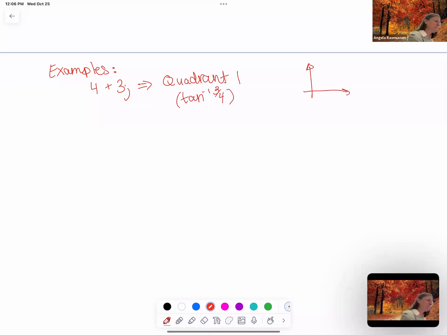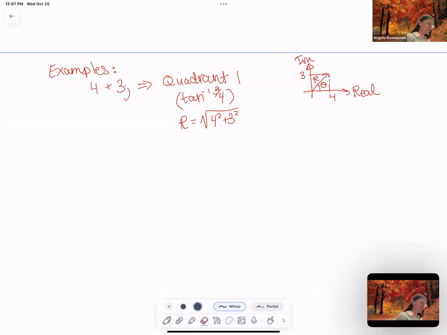Yep. So if I was to draw this, the vector is going to be imaginary, real. And so it's going to go over by 4 and up by 3. And then if I'm going to describe this in polar form, it would be r, which would be the square root of 4 squared plus 3 squared. And then theta is the inverse tangent of 3 over 4. Okay.